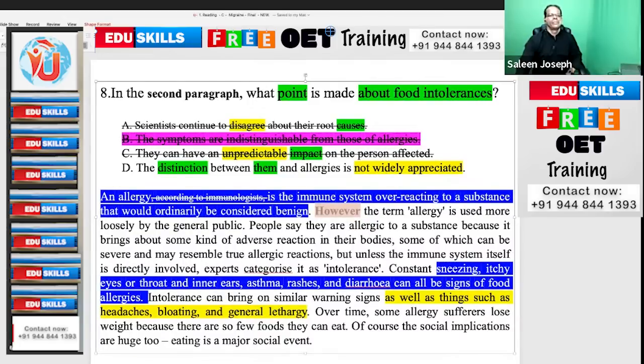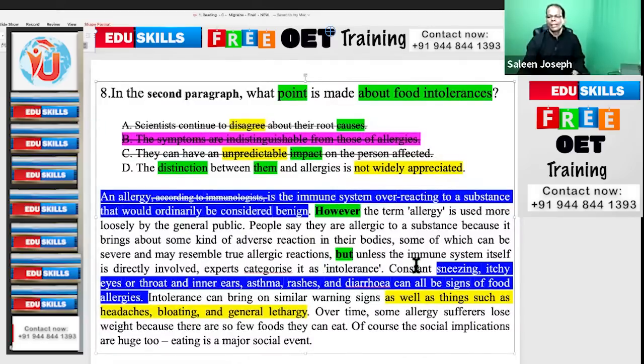something opposite is coming. However, the term allergy is used more loosely by the general public. Means there is a distinction between what the experts, immunologists, use and what the public use. People say they are allergic to a substance because it brings about some kind of adverse reaction in their bodies, some of which can be severe and may resemble true allergic reactions. But unless the immune system itself is directly involved, experts categorize it as intolerance. After contrast words, everything is important always.